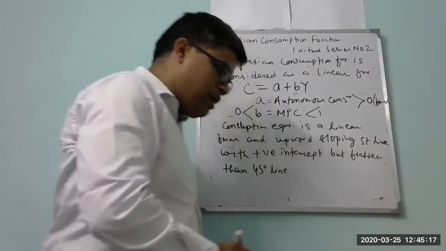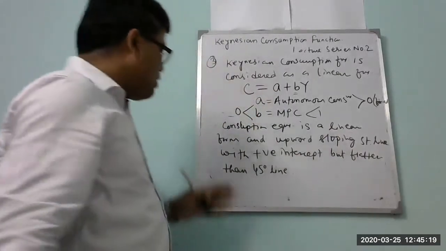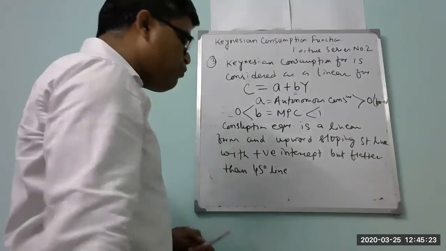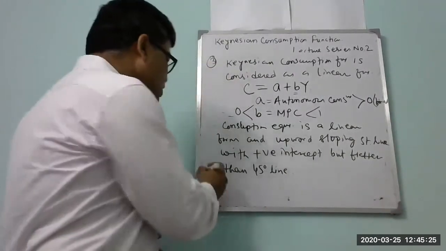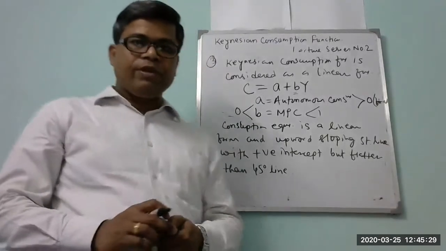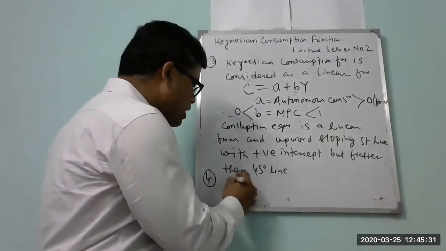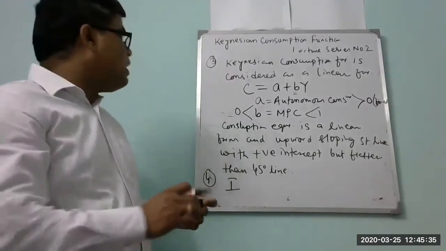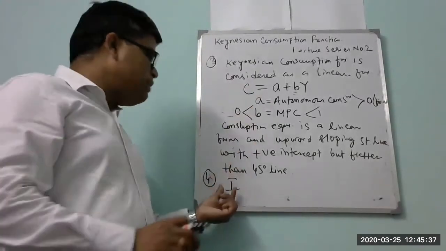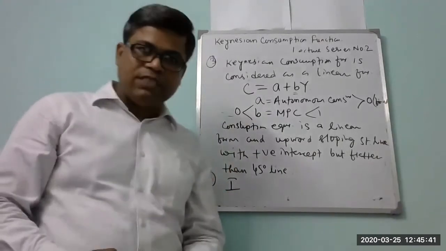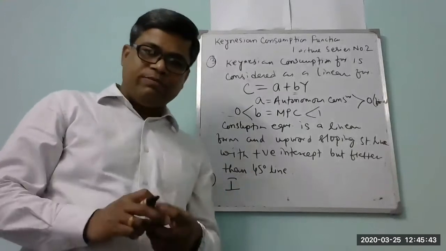This is the third assumption. Now come to the fourth assumption, that is related to investment. Now I stands for investment. Like consumption, investment also has two components, the autonomous investment and the induced investment.